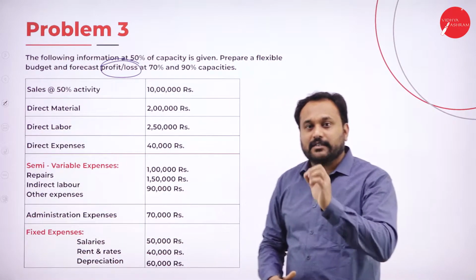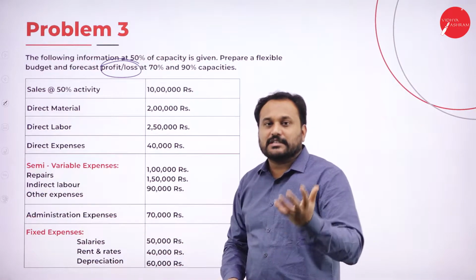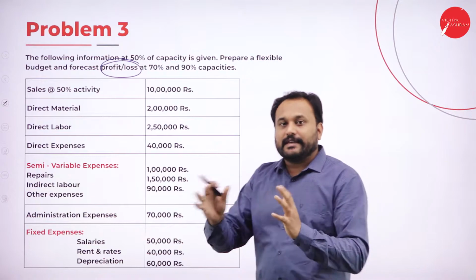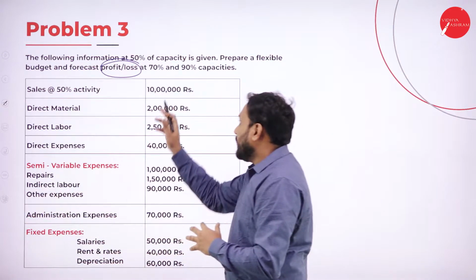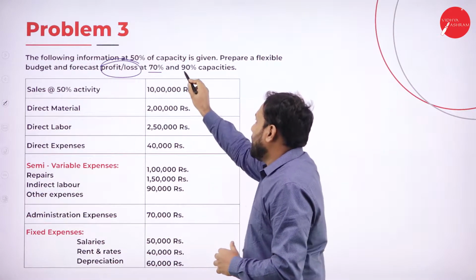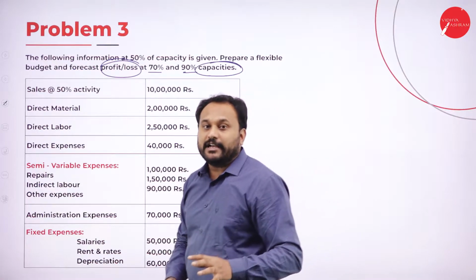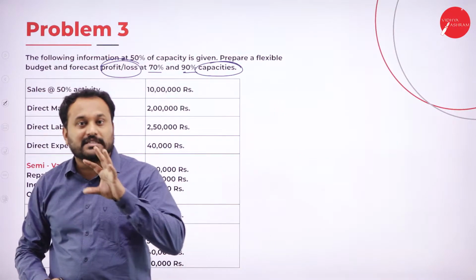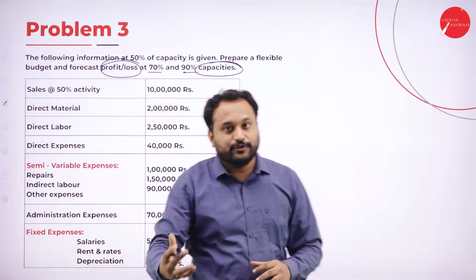Whenever you get this question like profit and loss, that means somewhere there will be a loss or somewhere there will be a profit. So we should calculate whether there is a profit or a loss in this problem at 70% and 90% capacities. That means they're asking us to find out the profit for 70% and 90% if you manufacture in future.